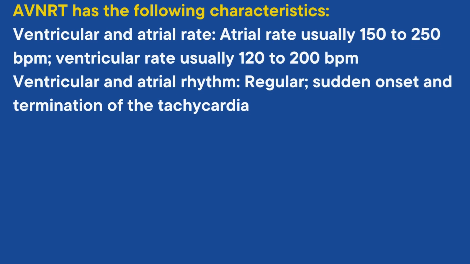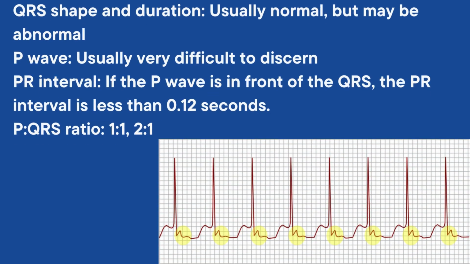AVNRT has the following characteristics. Ventricular and atrial rate: the atrial rate will usually be 150 to 250 beats per minute, and the ventricular rate usually 120 to 200 beats per minute. Ventricular and atrial rhythm will usually be regular. Sudden onset and termination of the tachycardia may be present. QRS shape and duration is normal but may be abnormal. It is usually very difficult to discern the P wave. If the P wave is in front of the QRS, the PR interval is less than 0.12 seconds. P to QRS ratio is 1:1 or 2:1.